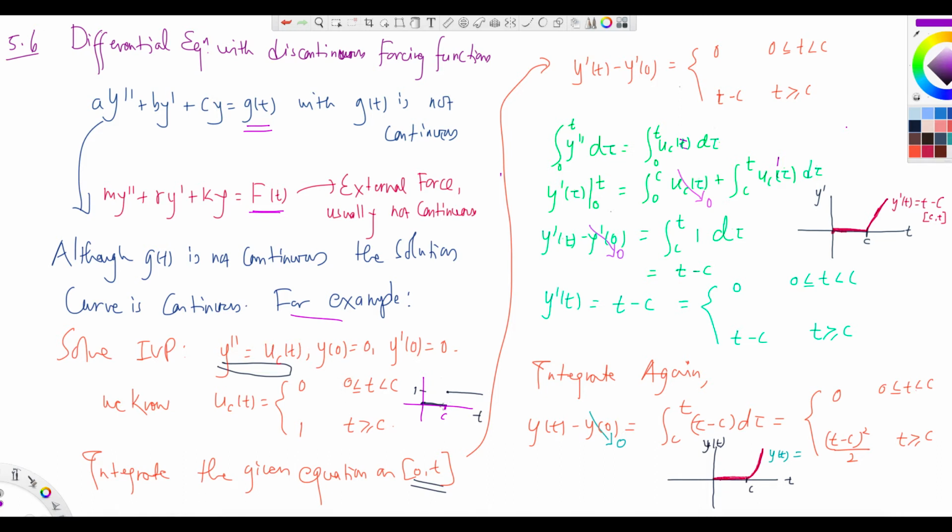So you can see that this was discontinuous at that point, but the lower order derivatives of y double prime, that means y prime and then y(t), are continuous at c, and actually the solution curve of y double prime equals u_c(t) is even smooth. You don't have a sharp corner there, right? It is even smooth, meaning the derivative of this is also continuous there. Okay, so this shows that if a second order differential equation has a discontinuous forcing function, the solution of that equation will be continuous and even a smooth function.